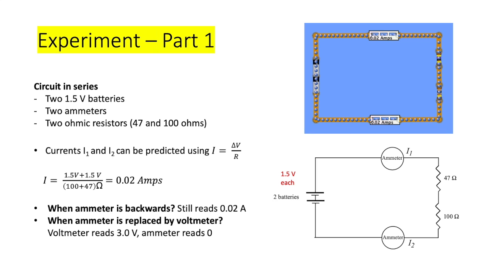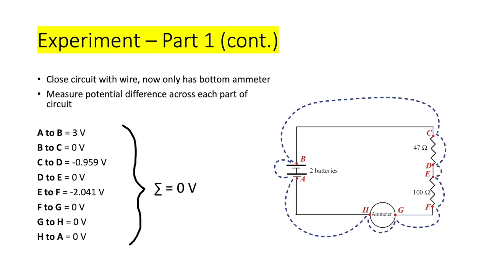When I replaced one of the ammeters with a voltmeter, the reading on the voltmeter was 3.0 volts and the ammeter reading was 0. This is because the voltmeter has a very high internal resistance, so no current can pass through it. Next, I removed the top ammeter and closed the circuit. I then measured the potential difference across each element of the circuit as seen in the picture on the right-hand side. When these individual potential differences were summed, they came to 0.